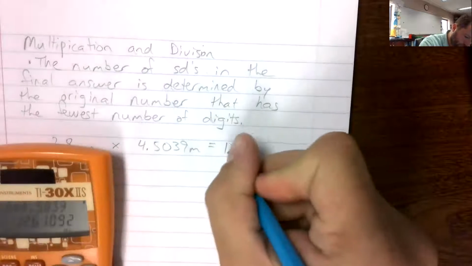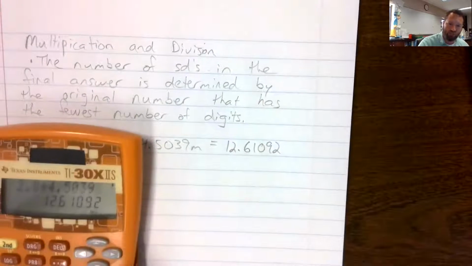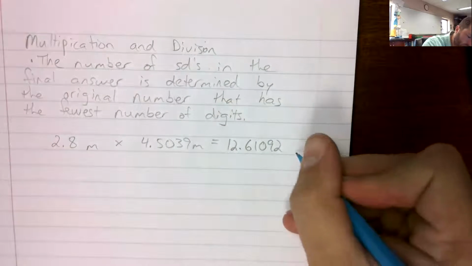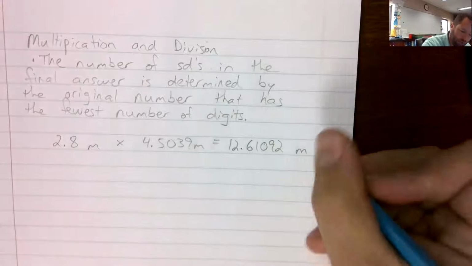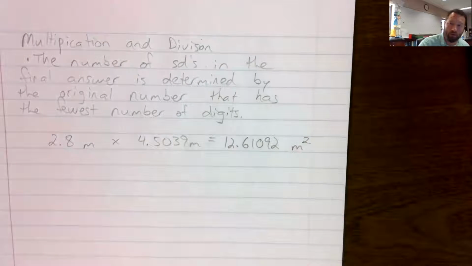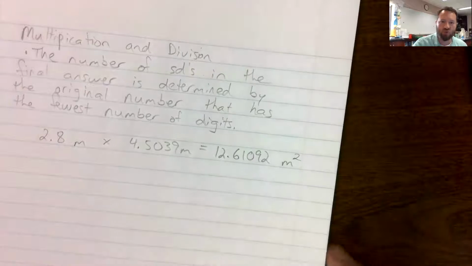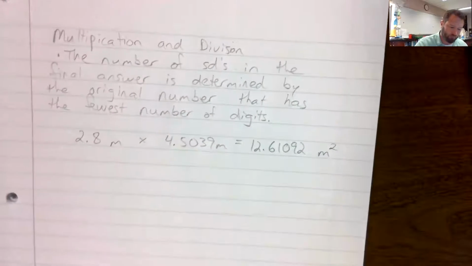Press the compute button. 12.61092. That's the answer my calculator's spitting out. Hey, watch your units on this. Meters times meters is not meters. It's meters squared. It's like 5 times 5 is 5 squared. 2 times 2 is 2 squared. The same thing, meters times meters is meters squared.